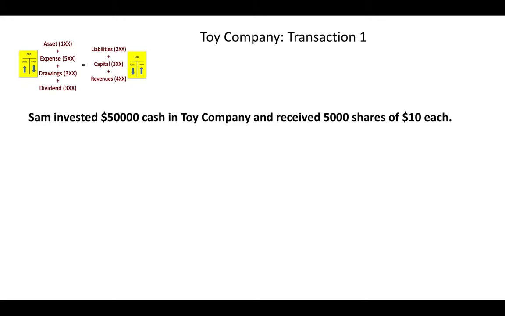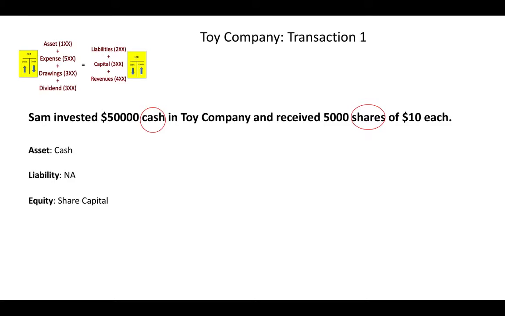So we have a company, a toy company. The first transaction is Sam invested $50,000 in cash in exchange for 5,000 shares. So what are the accounts here? It's cash and it is the share capital. It's easy. First, identify the different types of accounts involved in the business transaction. Now we have to understand the nature of those accounts. Cash is an asset, share capital is equity. There is no liability involved here.